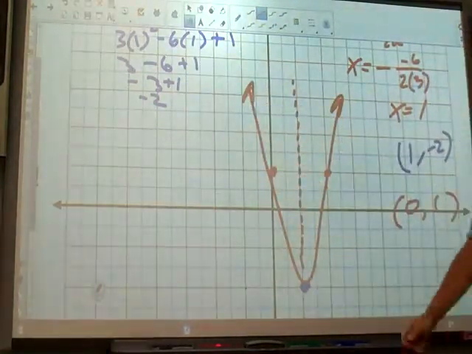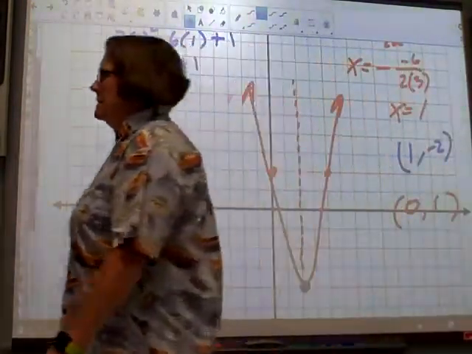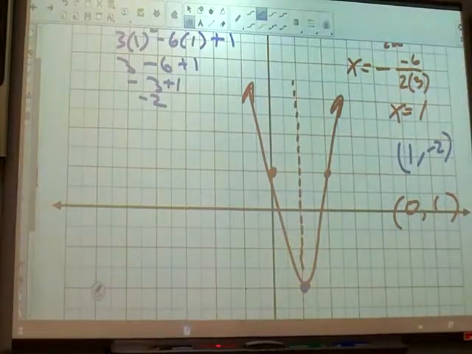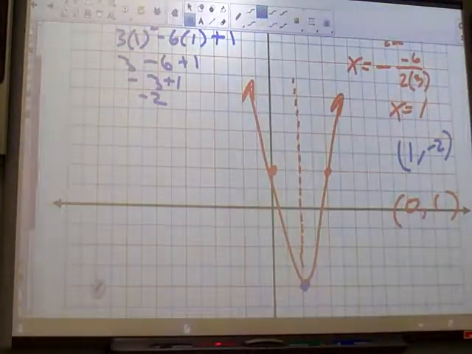That's pretty skinny. Should it have been? My A was 3. 3 is bigger than 1. I should have been expecting narrow.